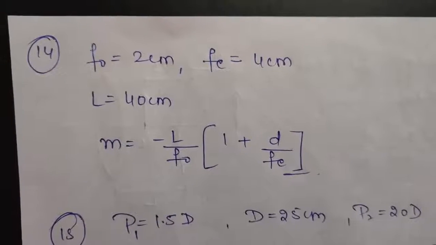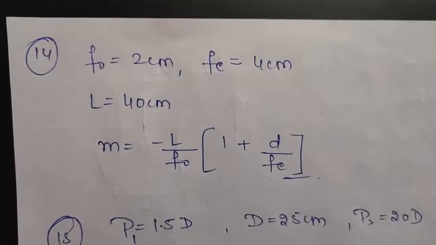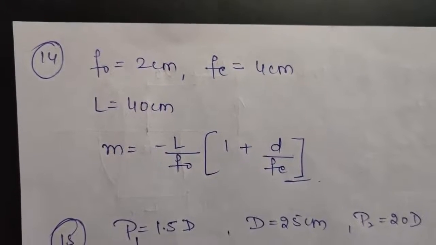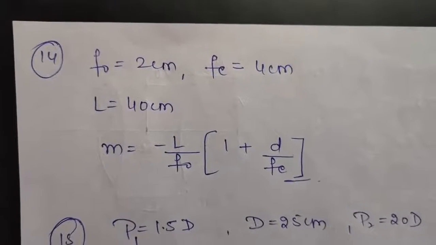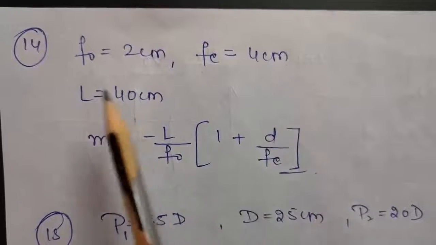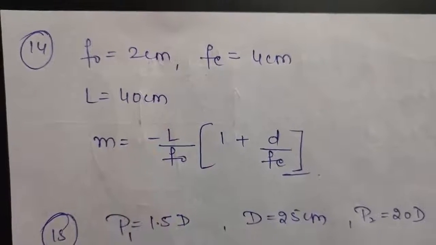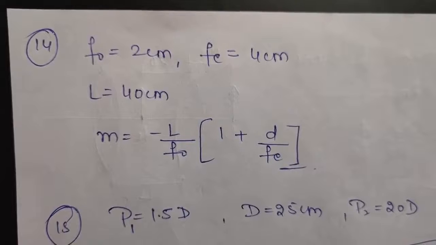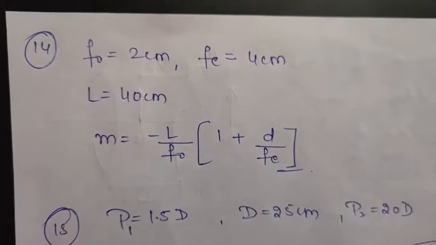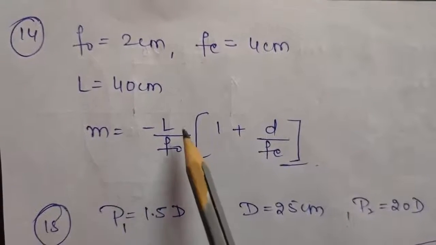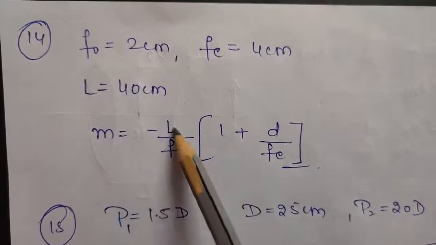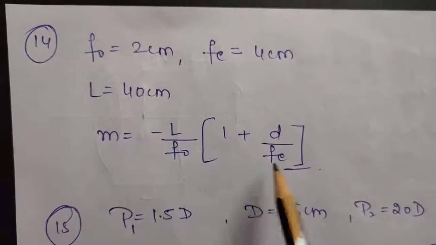In question number 14, you are given a compound microscope with an objective of 2 cm and an eyepiece of 4 cm focal length, with a tube length of 40 cm. That is, F0 is 2 cm, Fe is 4 cm and L is 40 cm. You have to calculate the magnifying power of the microscope if the final image is formed at the near point of the eye. You know the formula of magnification, that is minus L by F0 into (1 plus D by Fe). Just use the values given in the question and calculate the magnification. You will get the answer.